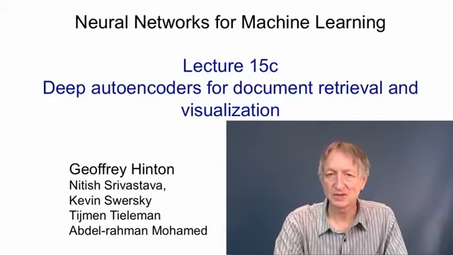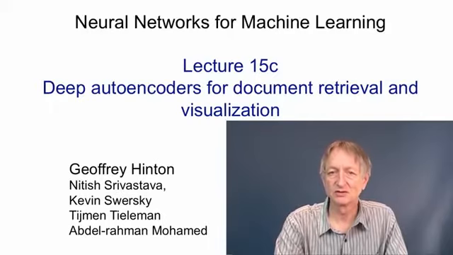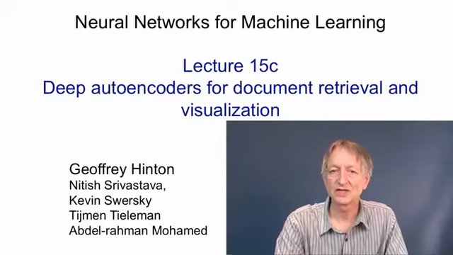There was a method developed some time ago called latent semantic analysis that amounts to applying principal components analysis to vectors of word counts extracted from documents. The codes produced by latent semantic analysis can then be used for judging similarity between documents, so they can be used for document retrieval. Obviously, if deep autoencoders work much better than PCA, we would expect to be able to extract much better codes using a deep autoencoder than using latent semantic analysis. And Russ Salakhutdinov and I showed that that was indeed the case.